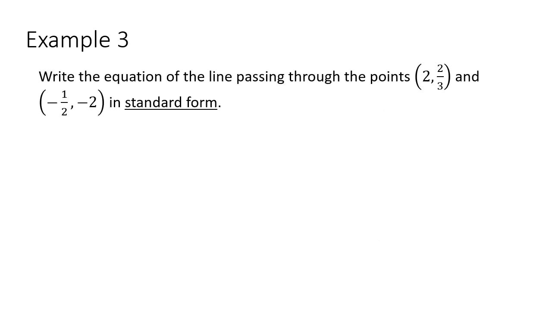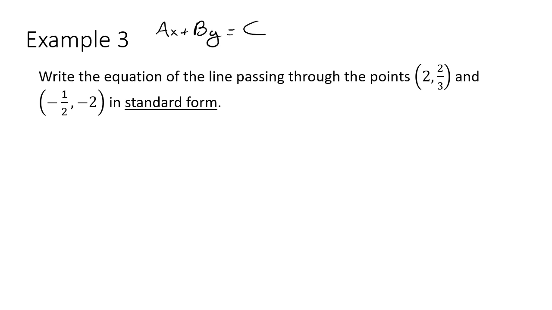In example 3, we're asked to write the equation of the line passing through these 2 points. The only difference between example 3 and example 2 is that this time we're asked to write our final answer in standard form, ax plus by is equal to c. Truth be told, the problem starts off almost exactly the same. You can even build your line in slope-intercept form first. It just adds some extra steps on to the end of the problem, getting it into the appropriate format.